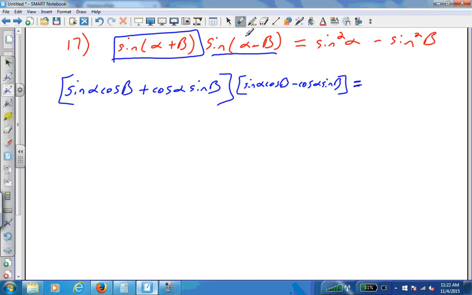All right, so for the second one, if we have a minus here, it's still sine the first angle, cosine the second, cosine the first, sine the second, but it's got a minus in the middle. Now that's all good and well. Now we need to multiply that out.